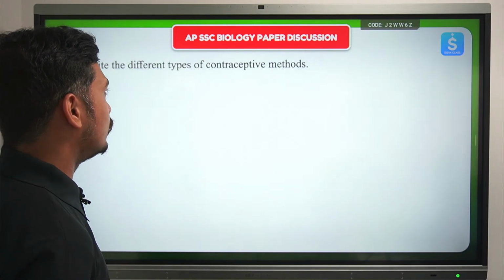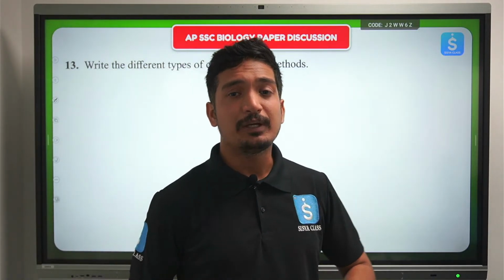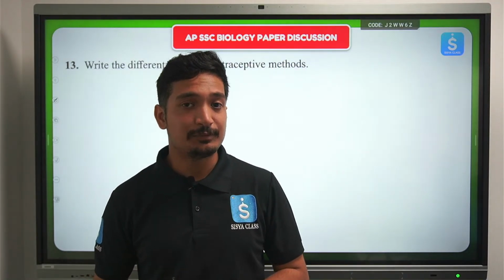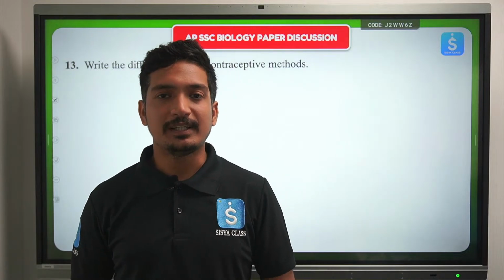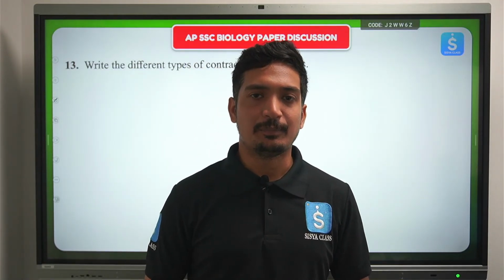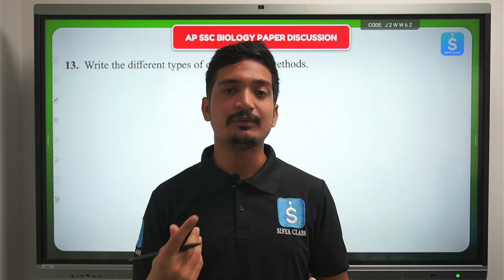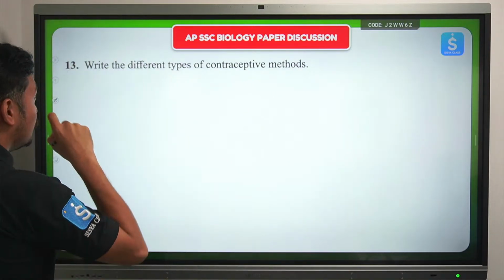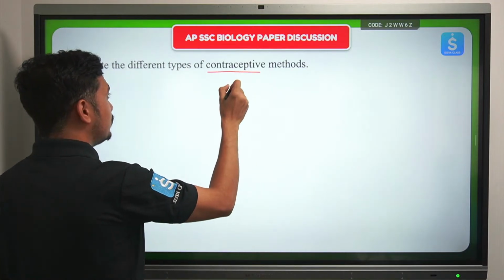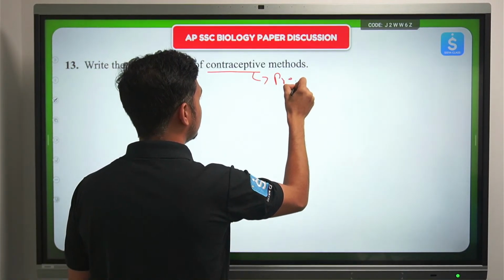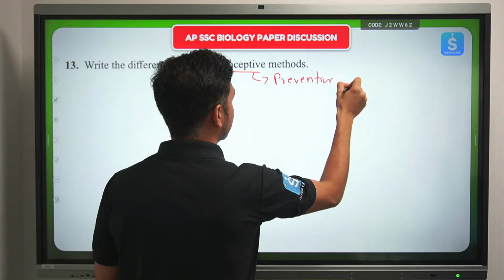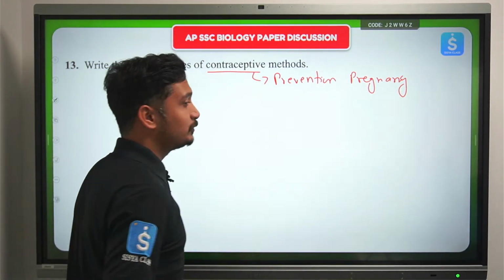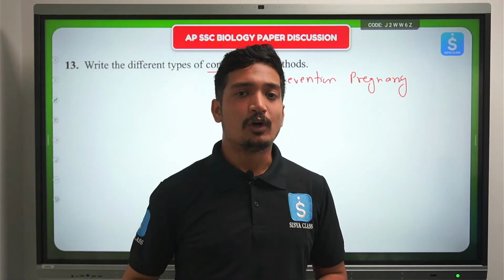Write the different types of contraceptive methods. Again we need to keep in mind that we have 4 marks to get over here, which means that writing only 1 or 2 lines will be very less. We need to write in a detailed way. I'll write the keywords and explain the keywords, how you were supposed to write the answer for it. Contraceptive means prevention of pregnancy. There are several methods for prevention of pregnancy, and we'll talk about all of these one by one.